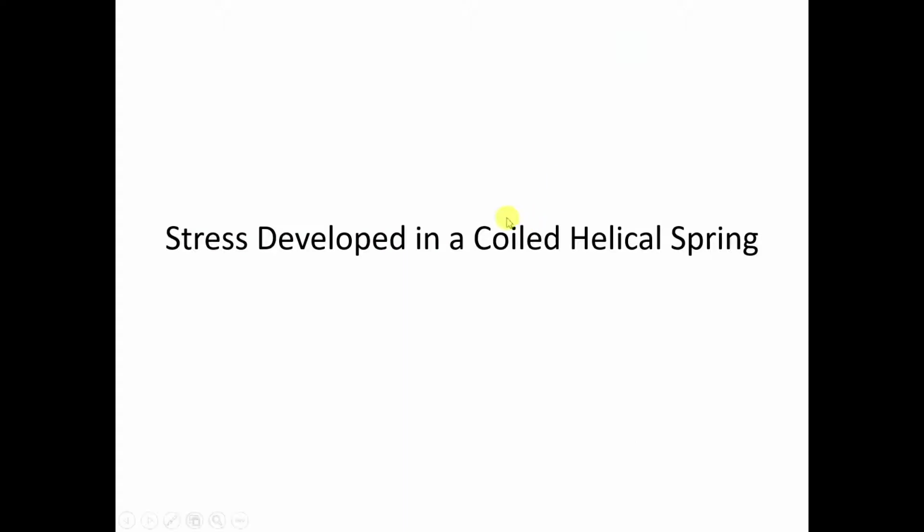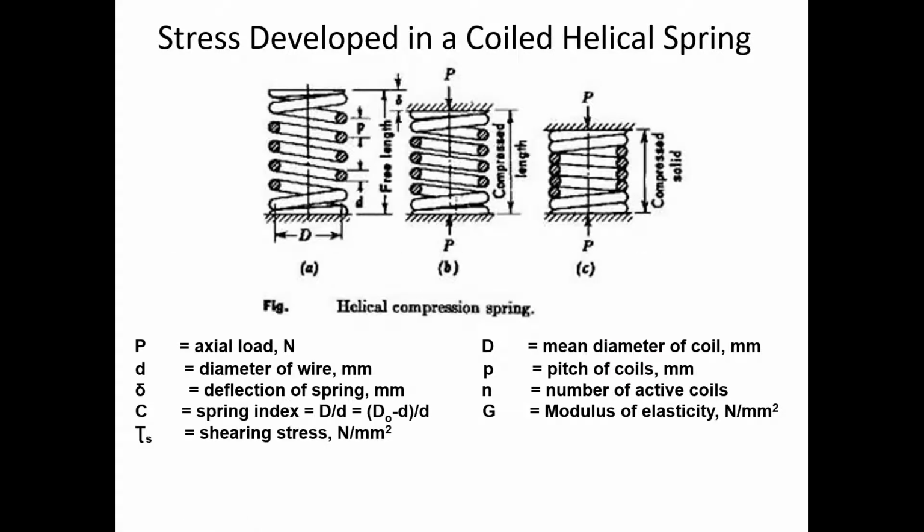Stresses developed in a coil helical spring. Now before jumping to the topic, let's have a look at the different nomenclature which we're going to use to calculate the stress developed on a spring. P basically represents the axial load in Newton. Capital D represents the mean diameter of the coil in millimeter. Small d represents the wire diameter. Small p represents the pitch.